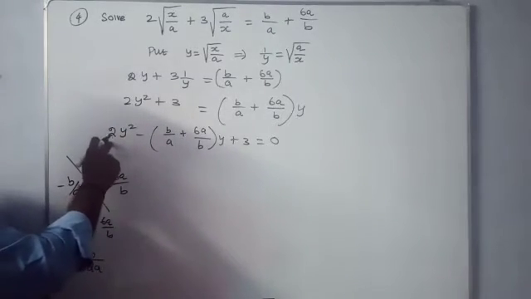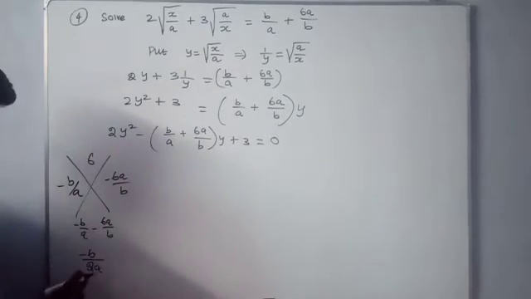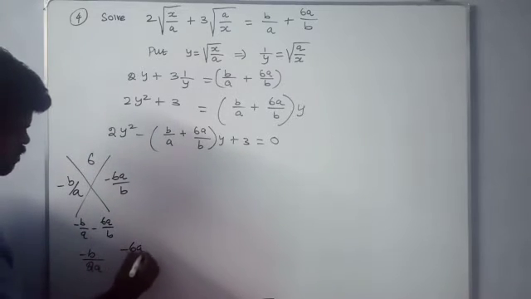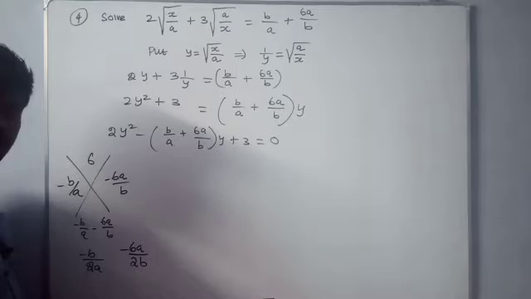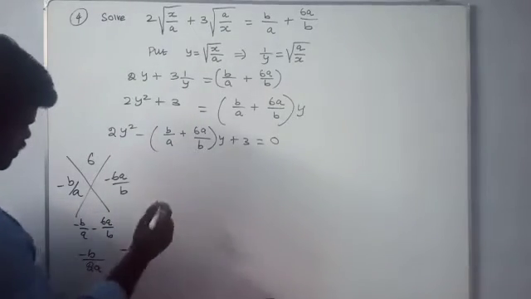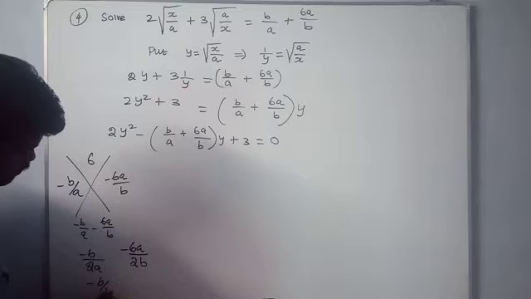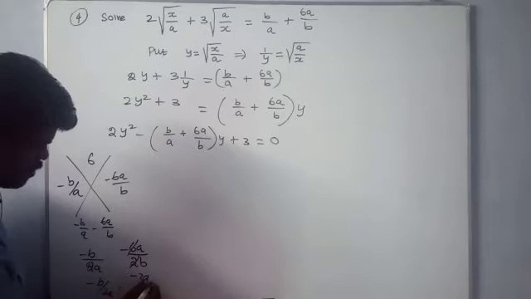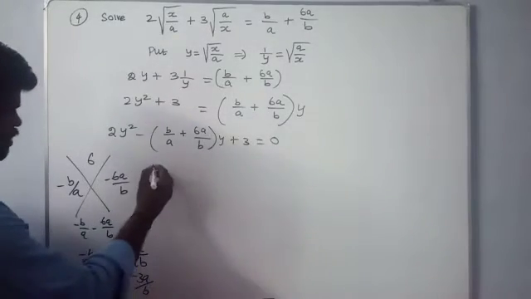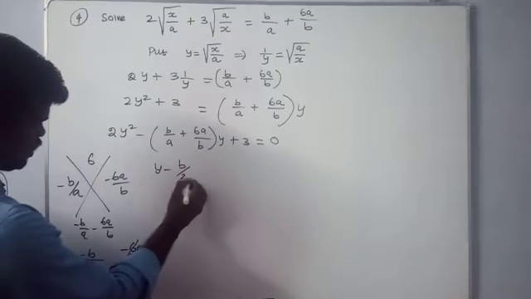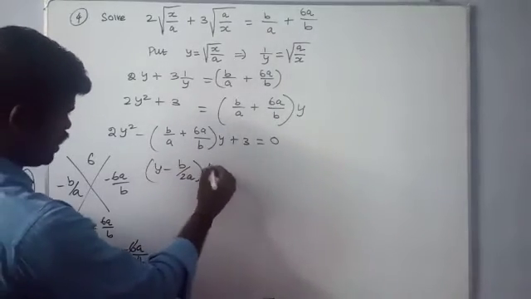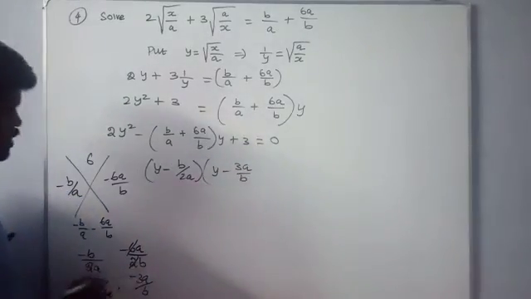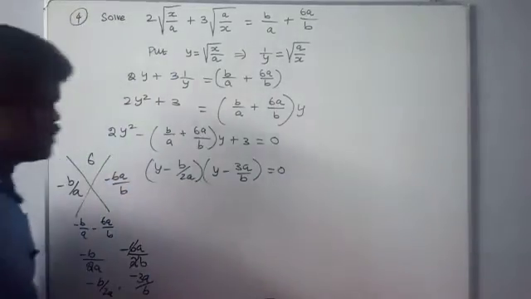Now we want to divide it by 2. Minus b by 2a, and this minus 6a by 2b. Here the factor is minus b by 2a, and this factor, cancelling these two terms, is minus 3a by b. We apply the factors y minus b by 2a, comma, y minus 3a by b. These two values are equal to 0.